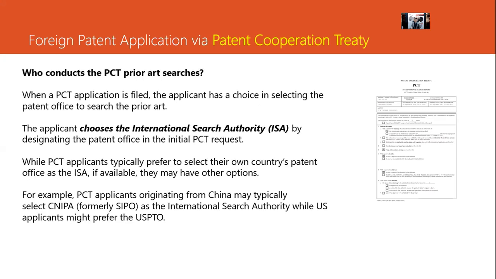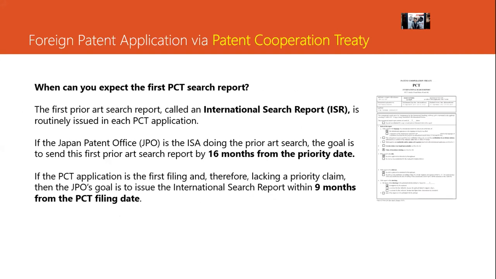So when you file for the PCT, of course, you will choose your international search authority. In short, we call it ISA. And they will do the job for you, okay?